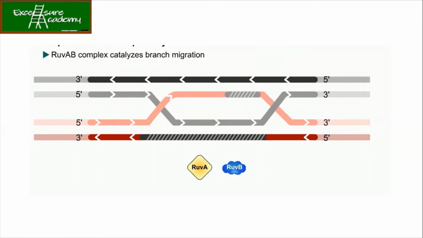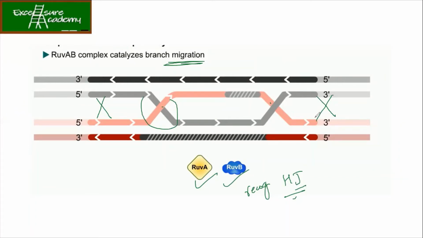Now, what do A and B do? A and B help in recognition of the Holliday junctions. In short, they are also known as the branch migration. If you remember, in the case of the Holliday junction, it's not that it will stop over here. This entire branch will shift over here, and this might shift over here, as much as possible.